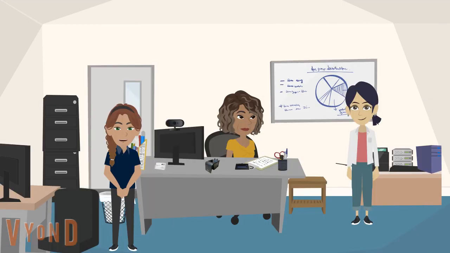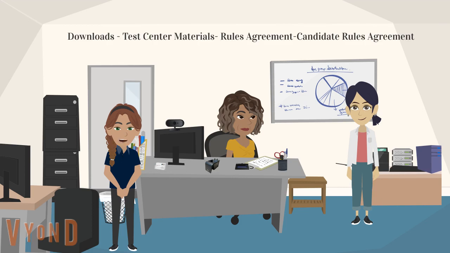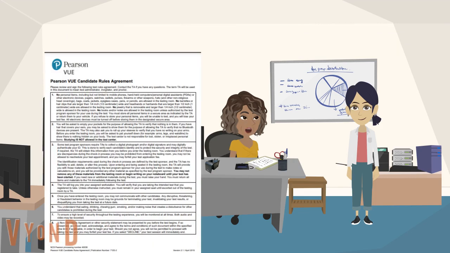Give the tester a copy of the rules agreement. Ask the tester to read it over and sign it and return it. Test center agreements are in the top drawer of the proctor's desk. If you need more copies, you can print more from the VSS website under Downloads, Test Center Materials, Rules Agreement, Candidate Rules Agreement. Okay, great. I see you are supposed to start testing at noon. Can you please read over the rules agreement and sign it for me?